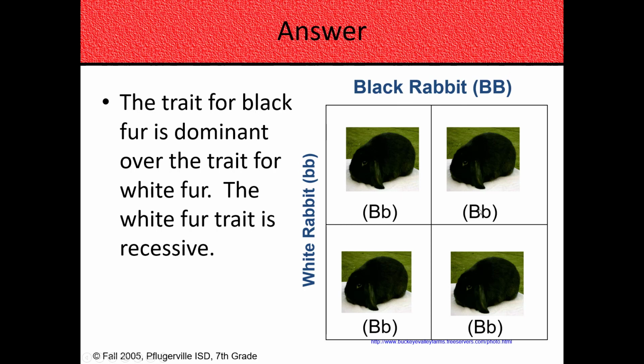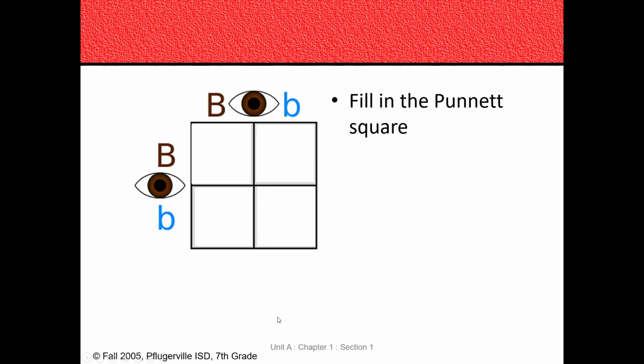And so you get a capital from one parent and a lowercase from the other, and a capital from one parent and a lowercase from the other. And so even though all of the children here, all of the baby rabbits, have that white gene, none of them are expressing it because they're all expressing that dominant trait, that capital B. So the dominant trait covers up the recessive trait unless you have two copies of the recessive trait.